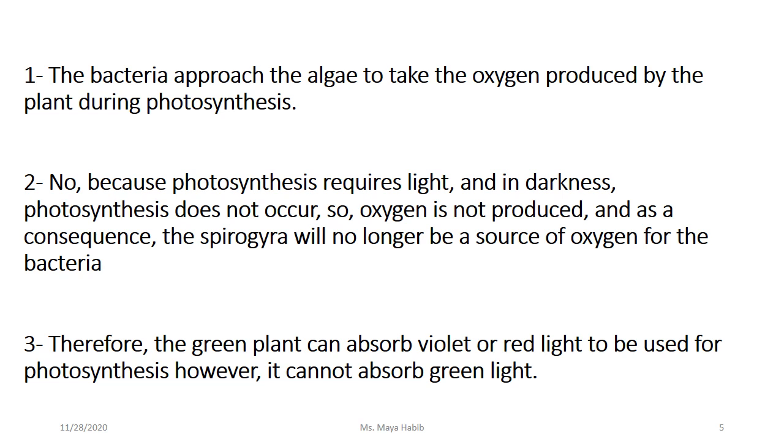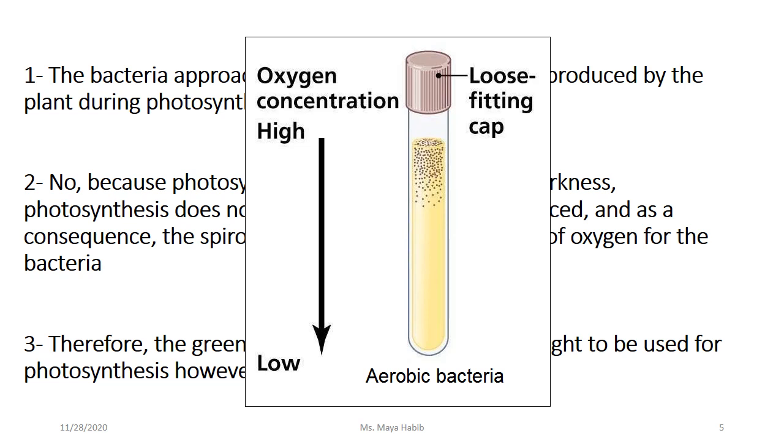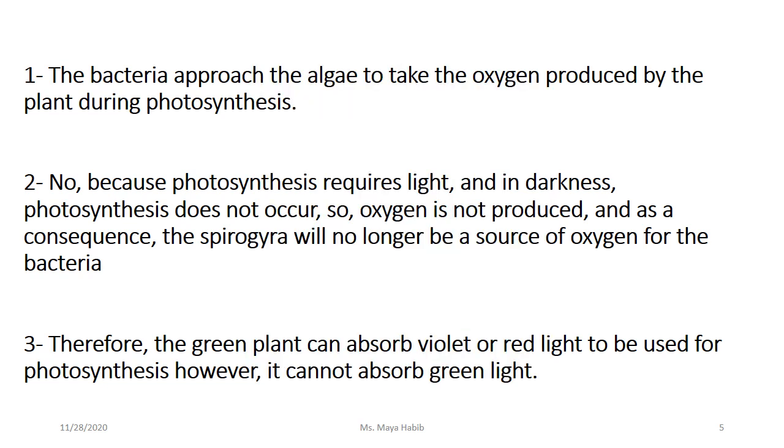For the first question, which is to explain why the bacteria approached the algae. They have told us in the given that the bacteria used is aerobic, which means that this type of bacteria can only grow in the presence of oxygen, as you can see in this figure. The bacterial cells multiplied at the upper level of the tube, where the oxygen level is high. And since the spirogyra is a chlorophyllous algae, this means that it can undergo photosynthesis under specific favorable conditions, and produces oxygen. Therefore, the bacteria approach the algae to take the oxygen produced by the plant during photosynthesis.